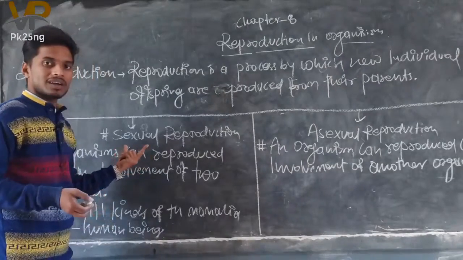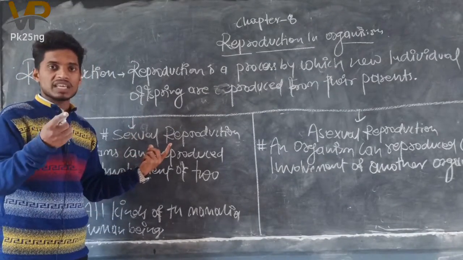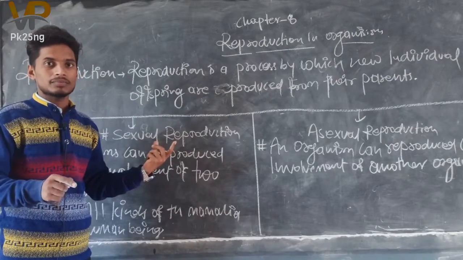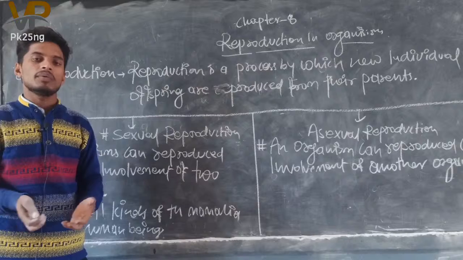In sexual reproduction, what is the difference from asexual reproduction? Here two categories or two sexes are there, male and female, and both are 50-50% responsible for the creation of a new individual in the world.